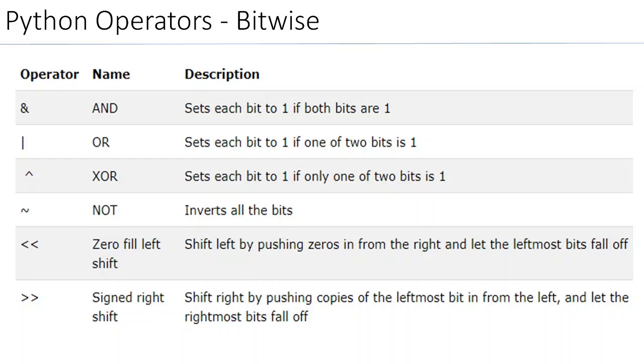When we have zero fill left shift, we shift left by pushing zeros in from the right and let the leftmost bits fall off. In case of the signed right shift, the rightmost bits fall off. So this is how we can use the bitwise operators. So let us take some examples.